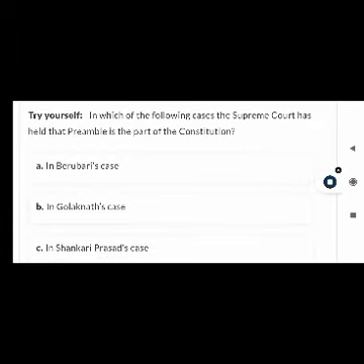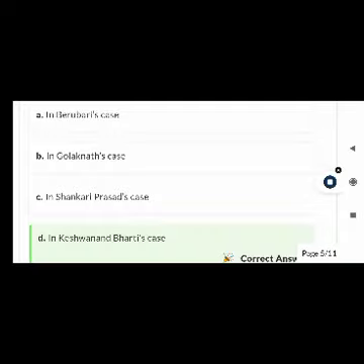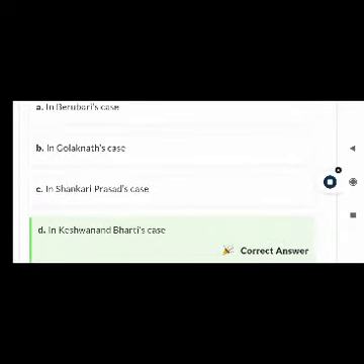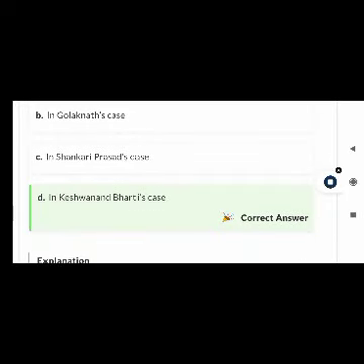Try yourself. In which of the following cases the Supreme Court has held that preamble is the part of the Constitution? A. In Berubari's case. B. In Golaknath's case. C. In Shankari Prasad's case. D. In Kesavananda Bharti's case. Explanation.